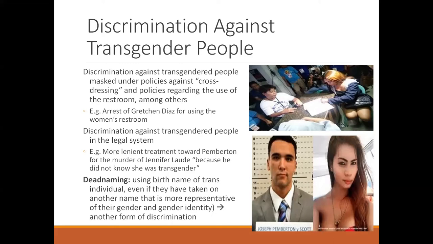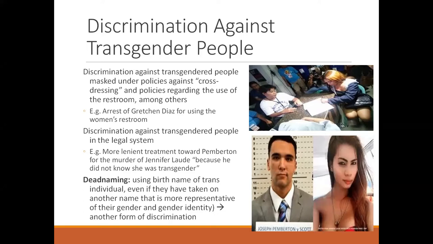And then in the legal system in the Philippines, as well as I would imagine in other countries also, there are cases of discrimination against transgender people. So in the Philippines, for instance, Joseph Pemberton murdered his girlfriend, Jennifer Laude, and the reason he gave was that he did not know that she was transgender. And the court here actually used this as a mitigating circumstance to lower his sentence and give him lighter treatment. And over the past years, I think there was some negotiation about his early release.